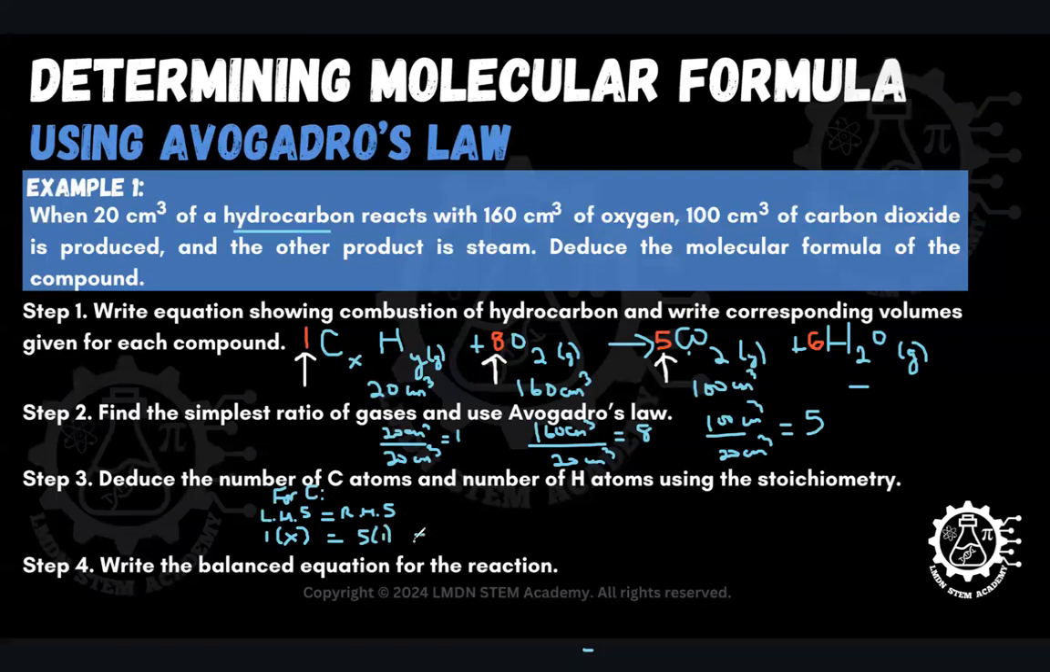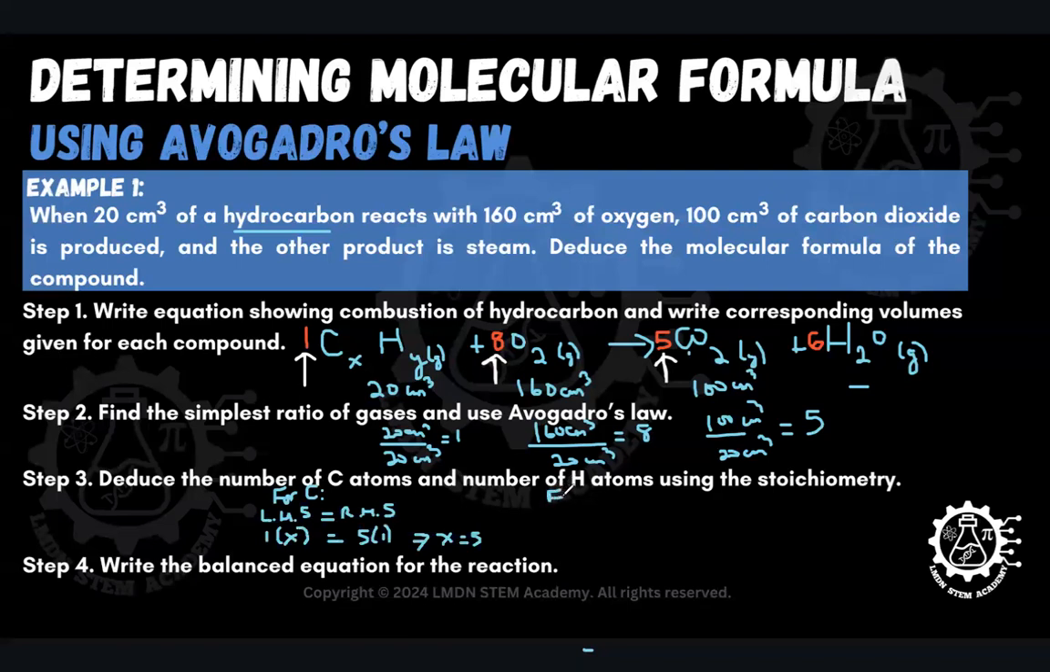And so that will lead us to saying then that x is equal to 5, right? Because if there are 5 carbons over here, there has to be 5 here where these came from. Okay, so that's how we deduce that for carbon.